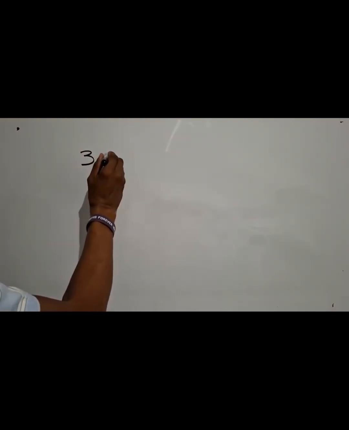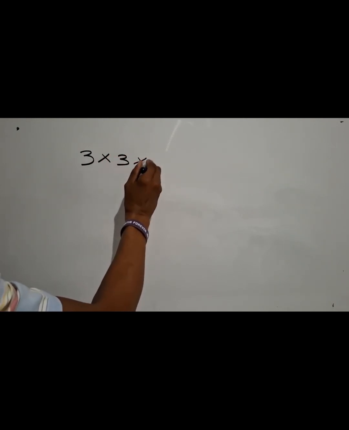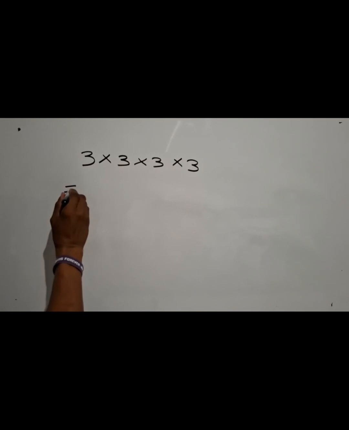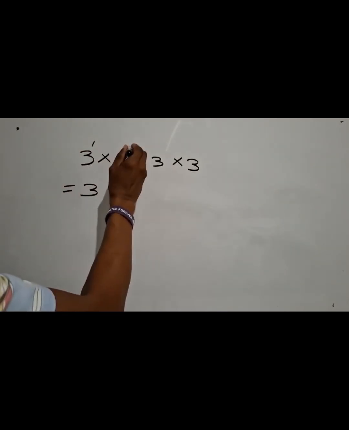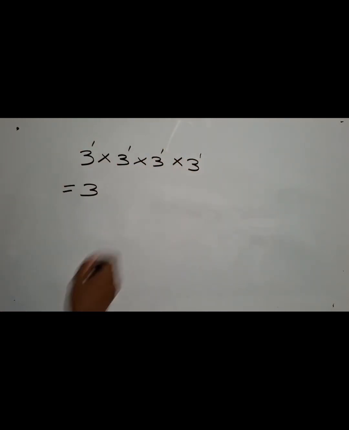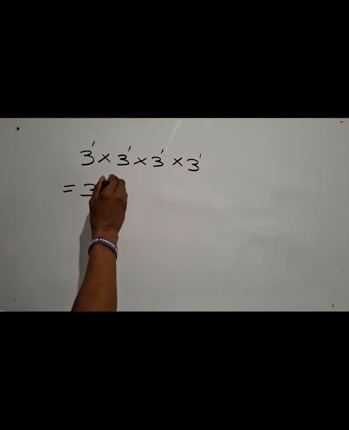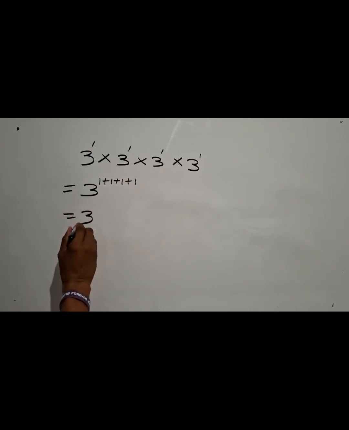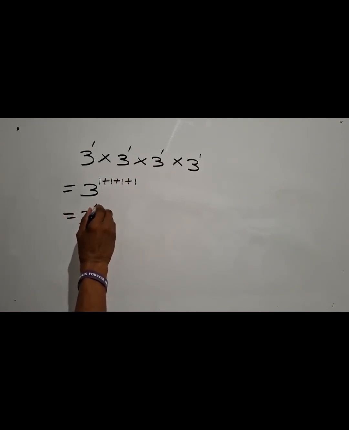Okay, let's look at this. 3 times 3 times 3 times 3. We're multiplying the same number over and over. All we do is just add the powers. And in this case, the power is 1. So we just add all those powers and we will get 3 raised to the power 1 plus 1 plus 1 plus 1, which is the same thing as 3 raised to the power 4.